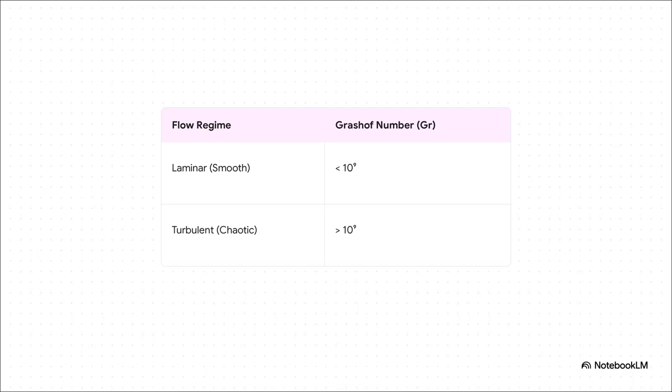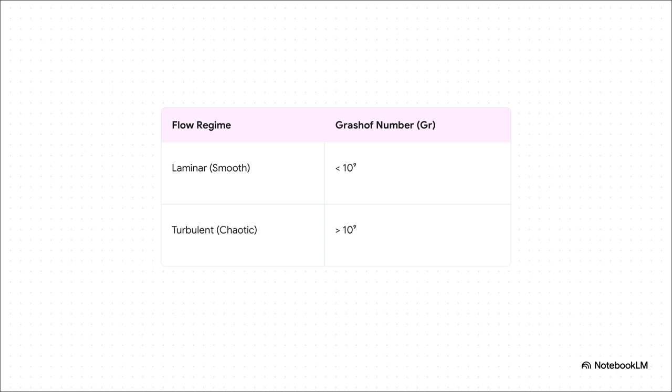And here's why that number is so powerful. It actually helps us predict what the flow will look like. For a hot vertical surface, if the Grashof number is below about 1 billion, the air flows up in a smooth, orderly way. We call that laminar flow. But once you cross that line, things get crazy.